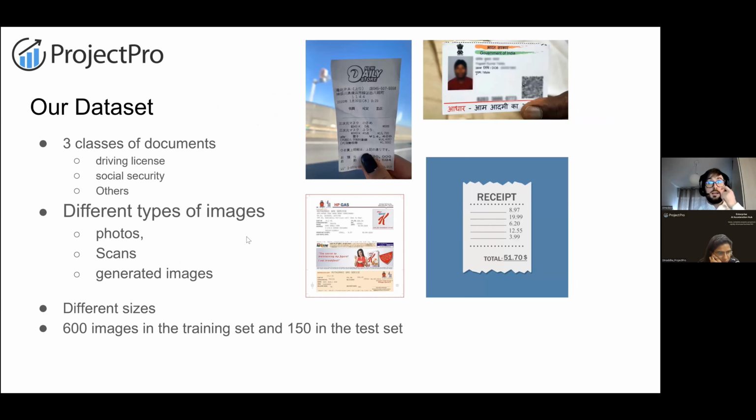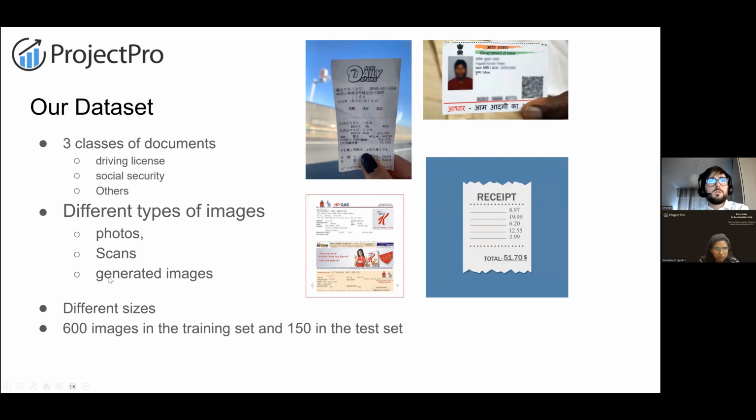Now we're almost at the end of the initial presentation. I present you briefly the data that we will be using, but you can use any data that you want. We have 3 classes of documents: driving licenses, social security cards, and a generic other definition of document like recipes, etc.